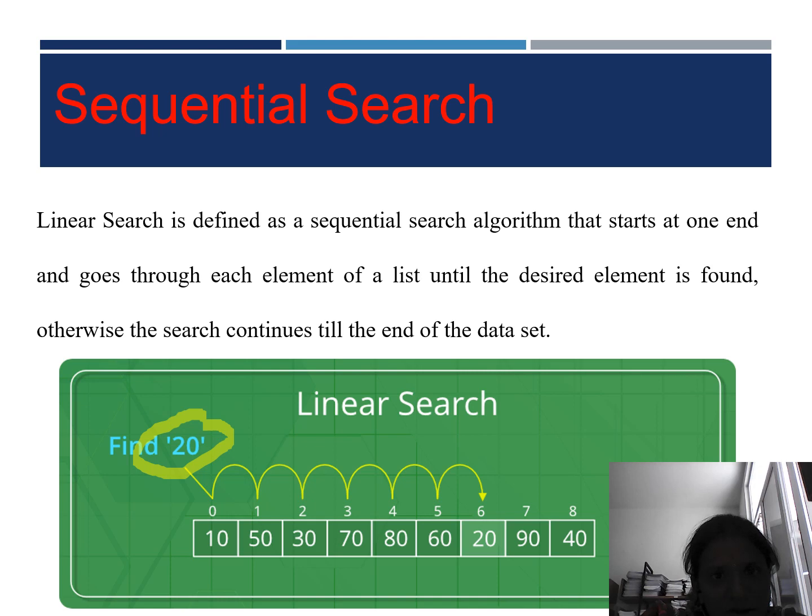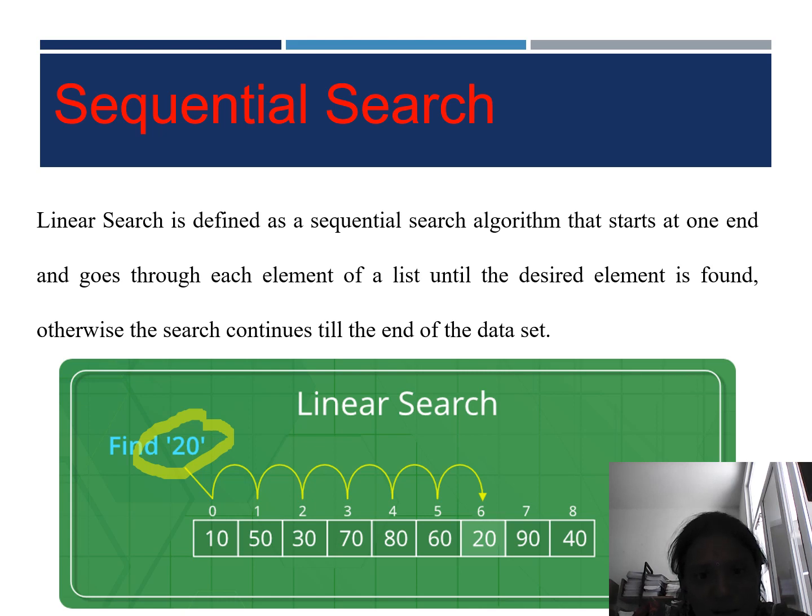So this is the basic idea of sequential search: it compares successive elements of a given list with a given search key. If the list is exhausted without finding a match, it is called an unsuccessful search.